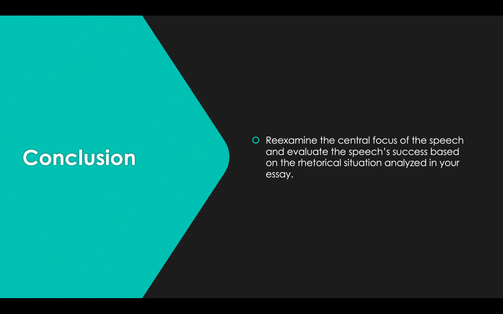And then in your conclusion, just re-examine the central focus of the speech. And this is where you're going to evaluate the speech's success based on the rhetorical situation analyzed in your essay. So you're going to say in your conclusion either, yes, this speech was successful because, or no, this speech wasn't successful because. And remember your conclusion, you're going to bring it back and bring it home for your reader. So reference back to your introduction as well as summarize those main points that you had in your essay and show how they proved your thesis.